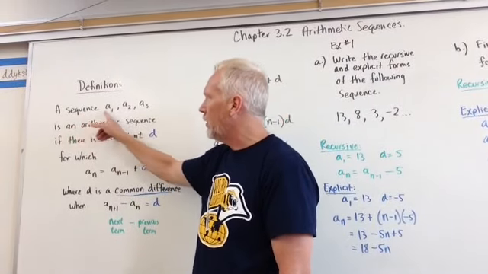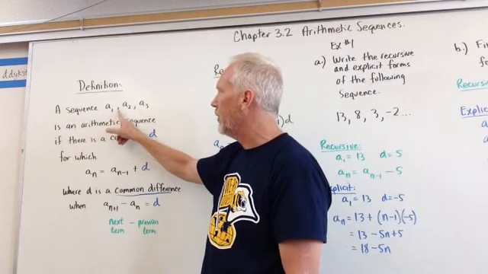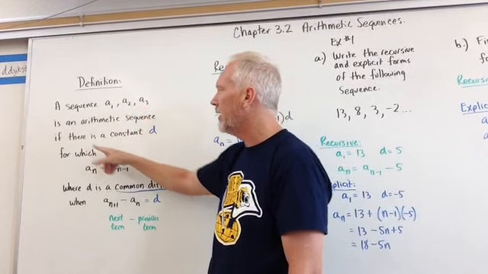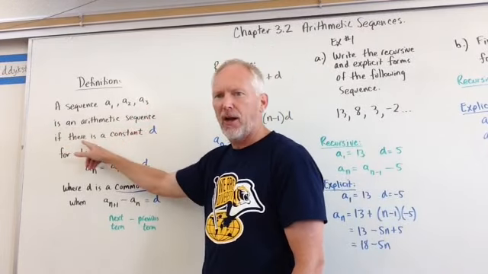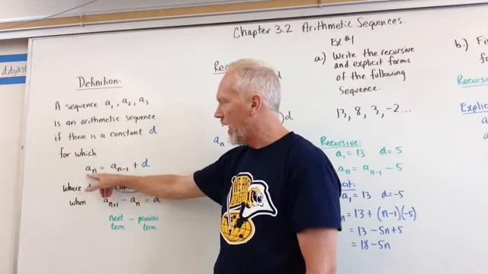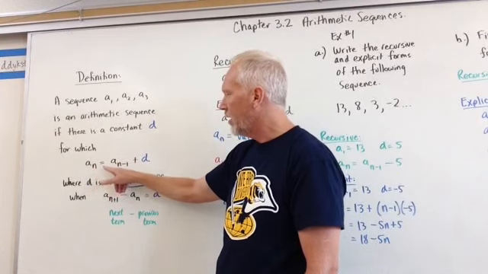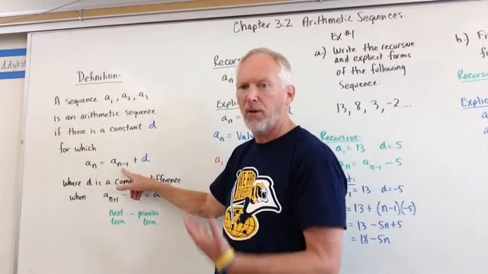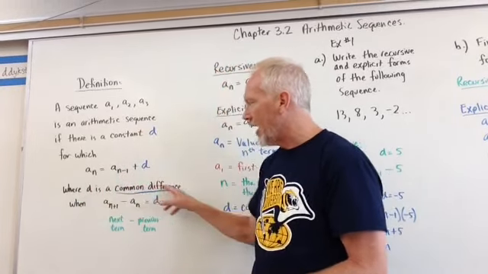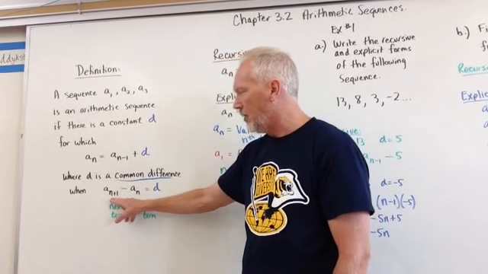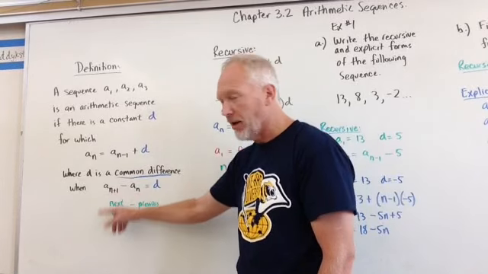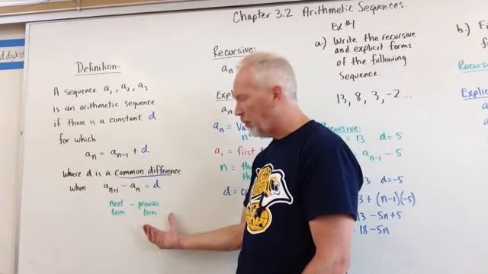It's where we have a sequence, term a sub 1, the first term, a sub 2, the second term, a sub 3, the third term, and so on. It is an arithmetic sequence if there is a constant d value for which a sub n, some nth term, is equal to a sub n minus 1, the previous term, plus that common difference. If d is that common difference, then d equals a sub n plus 1 minus a sub n, in other words, the next term minus the previous term.